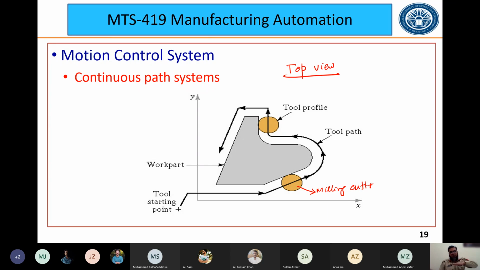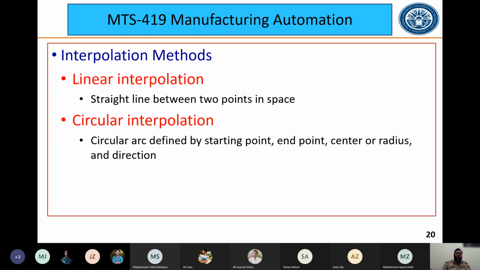So I'm looking at my workpiece from the top, and my milling cutter is moving around my part. This is my work part, and throughout its movement it is carrying out a machining operation, which is actually removing of material or cutting. Okay? So that is why it is called a continuous path system. In the motion control system where we are using the continuous path system, the tool carries out a process while it is moving around or moving into the work part. So this is called the continuous path system.